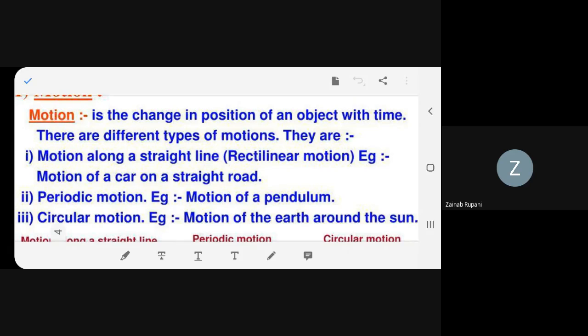For example, you are riding a bicycle on a straight road. You are moving a car on a straight road. You are using your scooty on a straight road. So all these are rectilinear motion. Any problem? Anything which goes straight is rectilinear motion. Any problem, beta? No, ma'am.